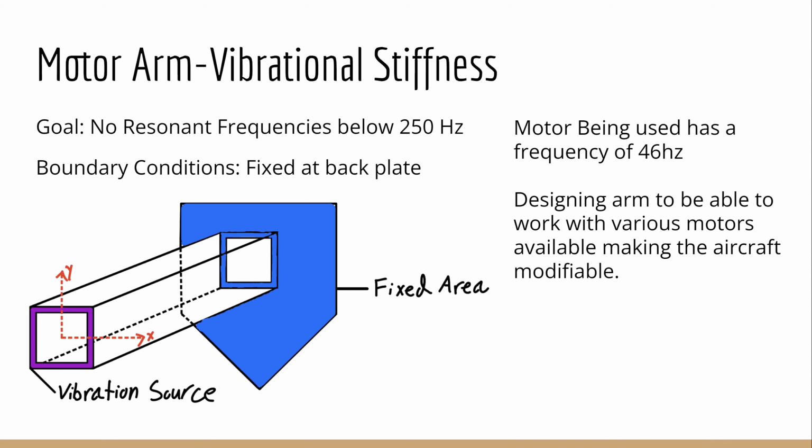The motor arm experiences considerable vibration when in flight, and can translate this vibration to the rest of the aircraft. By optimizing the design of the support so that its resonant frequencies don't coincide with the frequencies of RC motors, users are able to interchange motors without having to worry about compromising the aircraft.